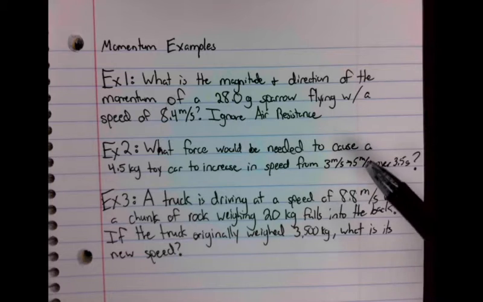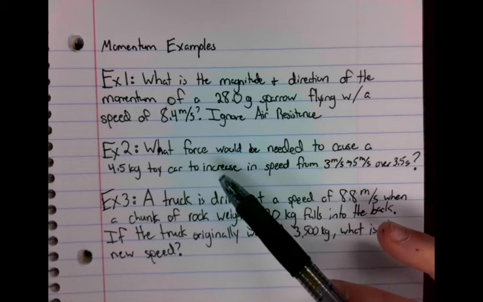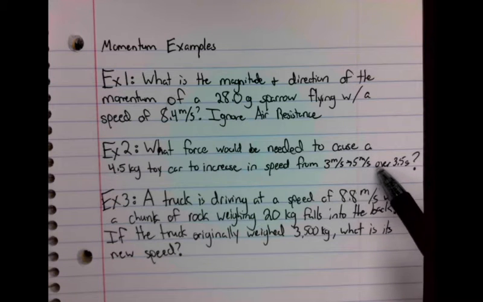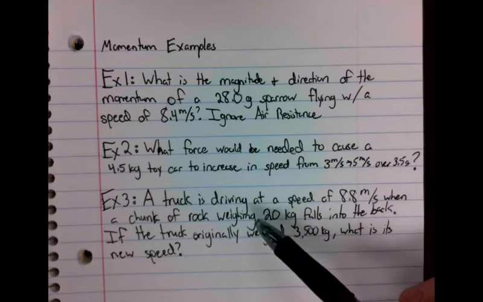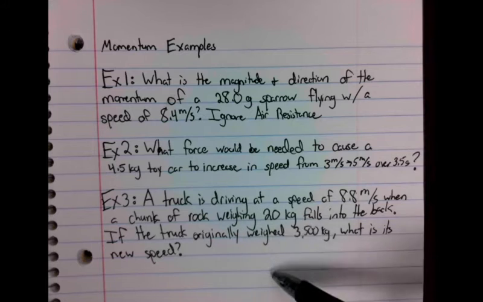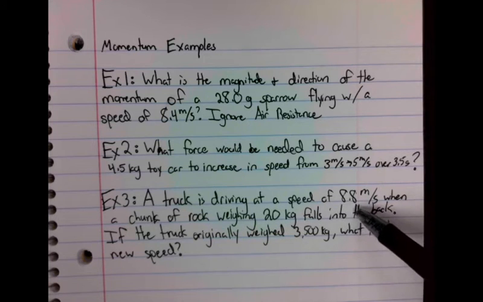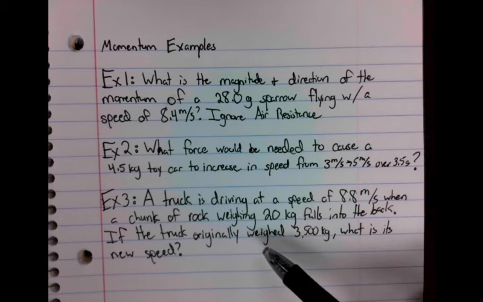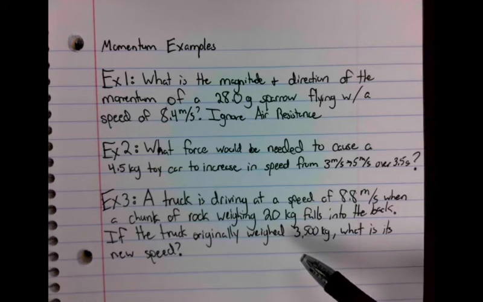Number two, what force would be needed to cause a 4.5 kilogram toy car to increase its speed from 3 meters per second to 5 meters per second over 3.5 seconds? And then finally, a truck is driving at a speed of 8.8 meters per second when a chunk of rock weighing 20 kilograms falls into the back. If the truck originally weighed 3,500 kilograms, what is its new speed? And like I said, this one's a little bit weird.